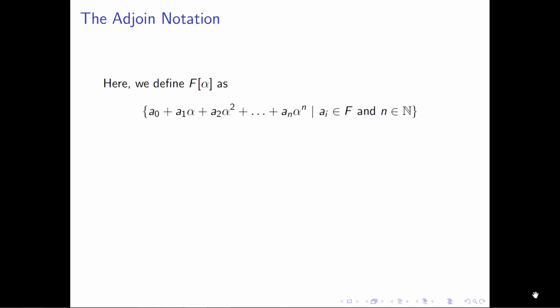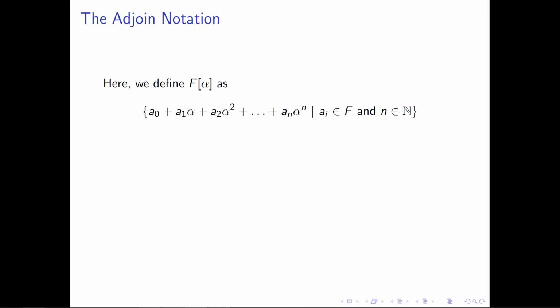Now, I'd like to digress a little bit before we continue with our study of rings to talk about this adjoin notation. On the previous slide, I talked about polynomial rings, and I wrote that as F adjoin x. What I'd like to do is make sure that we're really clear on what the definition is when I take a set F and I adjoin an element alpha.